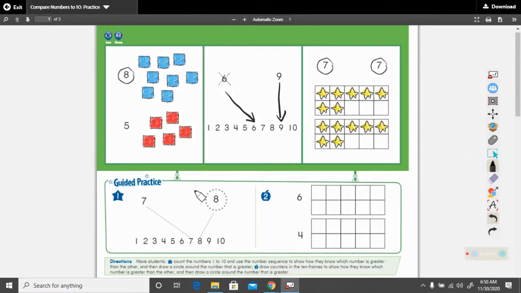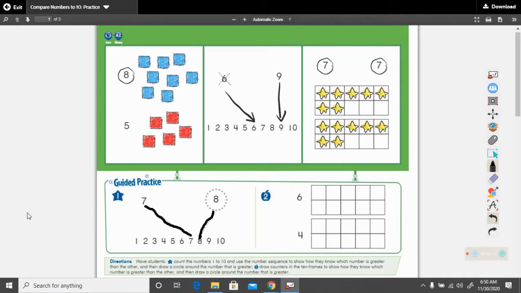Now we are going to draw a line from 7 up here down to the number 7 in the number sequence. And we are going to draw a line from the 8 down to the 8 in the number sequence. Which number is greater? Remember, the greater number comes after the other one. Which number is greater, the 7 or the 8?